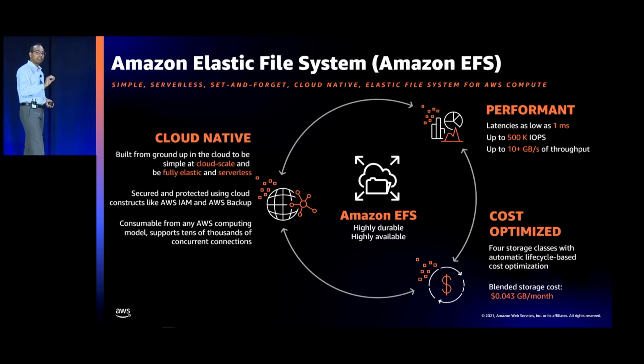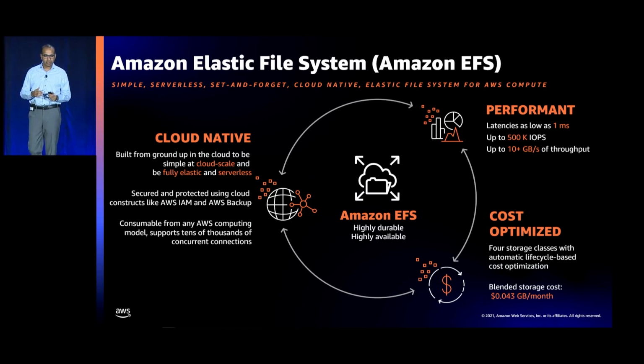Next, I want to talk about cost optimization. EFS is cost optimized. It provides 4 storage classes with different price and performance characteristics. It comes with automatic lifecycle management to transition your infrequently accessed files to lower cost, infrequent access storage classes. And it offers intelligent tiering to optimize your use cases for variable access patterns.